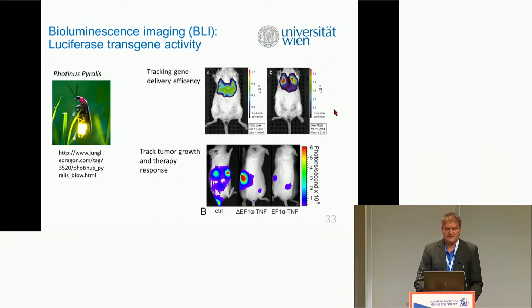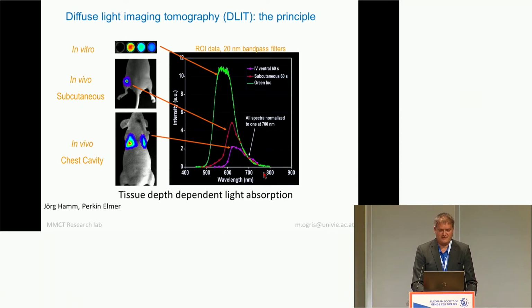You all know it. You can track either your transgene expression, you can also track tumor growth when you label tumor cells first with luciferase, but again, also here, we are not two-dimensional. Also this has a three-dimensional component. And this is due to a biophysical effect.